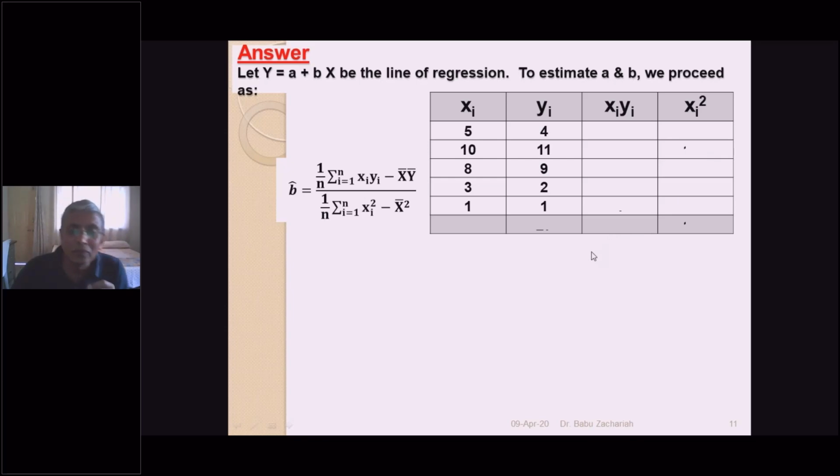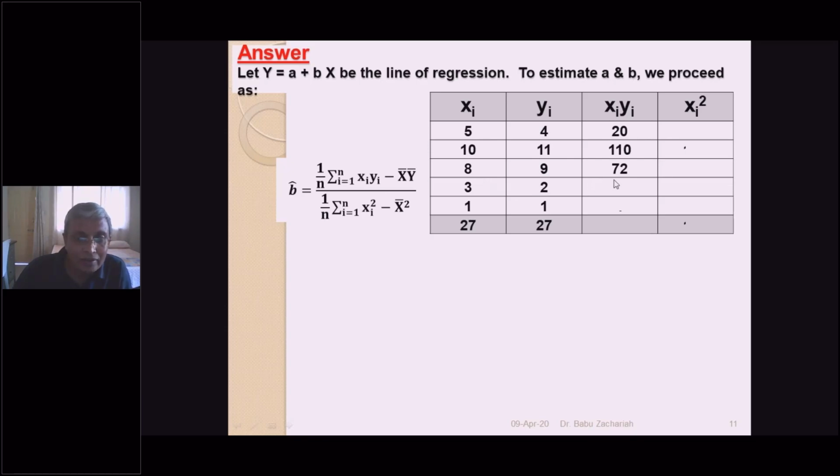So now let us do the calculation. The total of x is 27. Total of y is 27. And xi into yi: 5 into 4, 20. 10 into 11, 110.